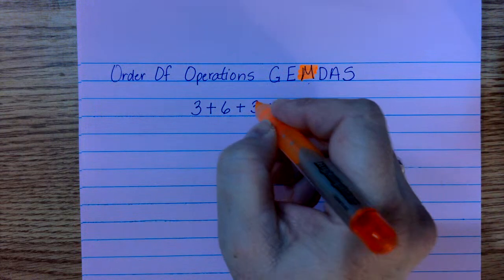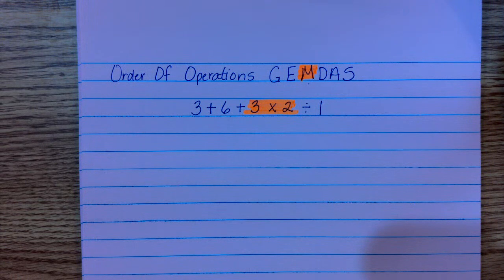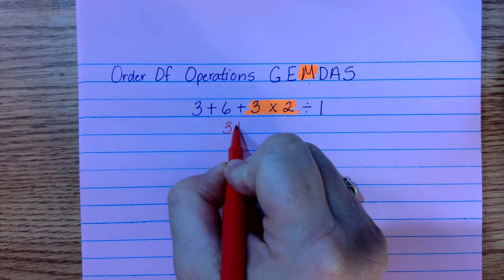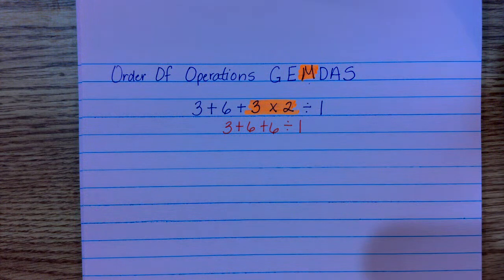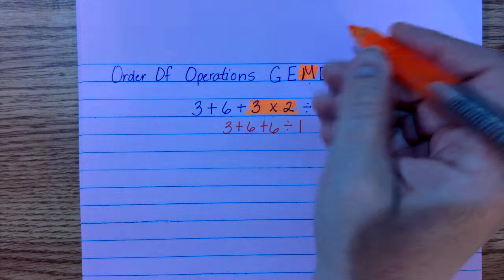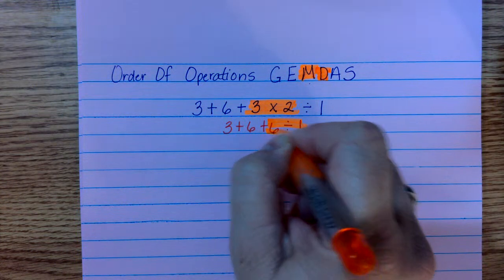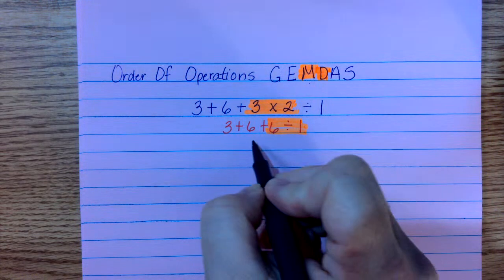So when we move from left to right, our first multiplication fact is going to be 3 times 2. So when we write this out, 3 times 2 is 6, so we would have 3 plus 6 plus 6 divided by 1. The next step is to do division from left to right. So we're going to do 6 divided by 1. When we do 6 divided by 1, we now end up with 3 plus 6 plus 6, because 6 divided by 1 is 6.